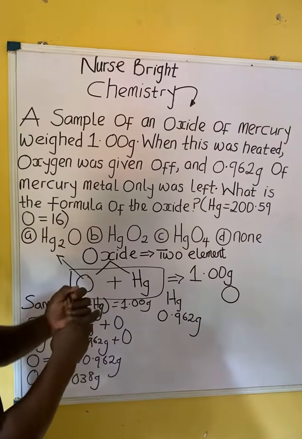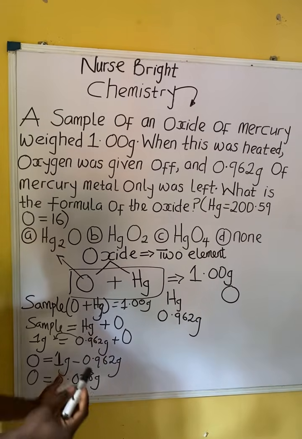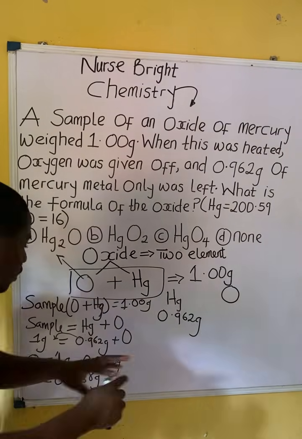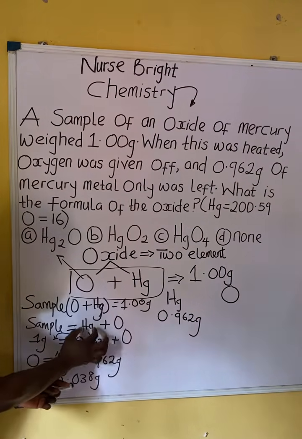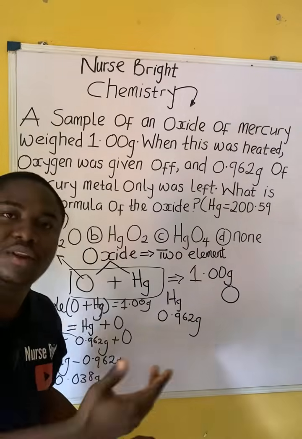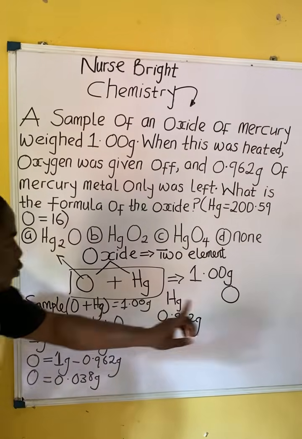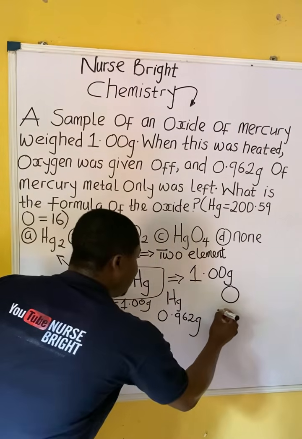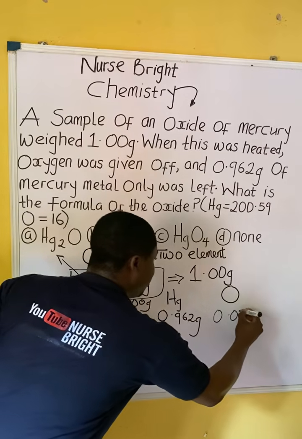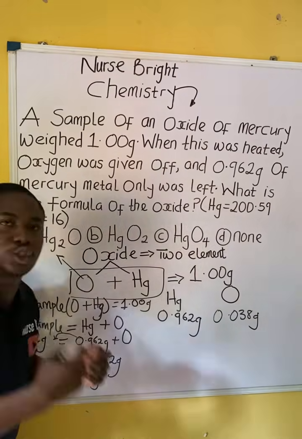Even if in this question we are given the mass of oxygen and we're not given the mass of mercury, you still do the same method. You will now make mercury the subject. For instance, if they did not give you the mass of mercury, this value we've got here, we are going to input it here. So it becomes 0.038 grams of what? Oxygen.